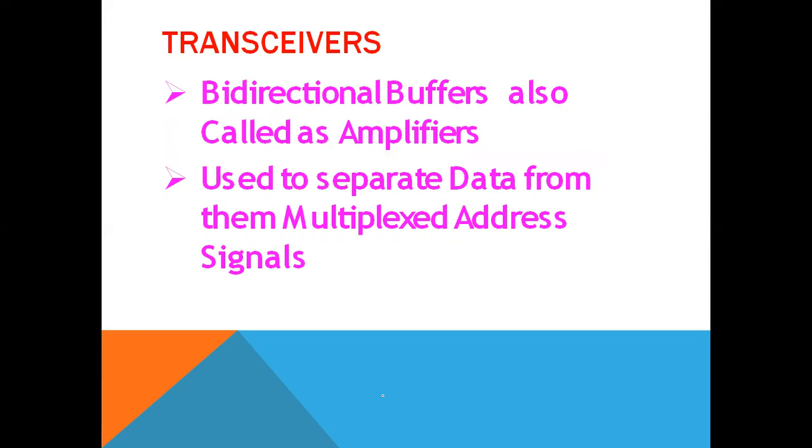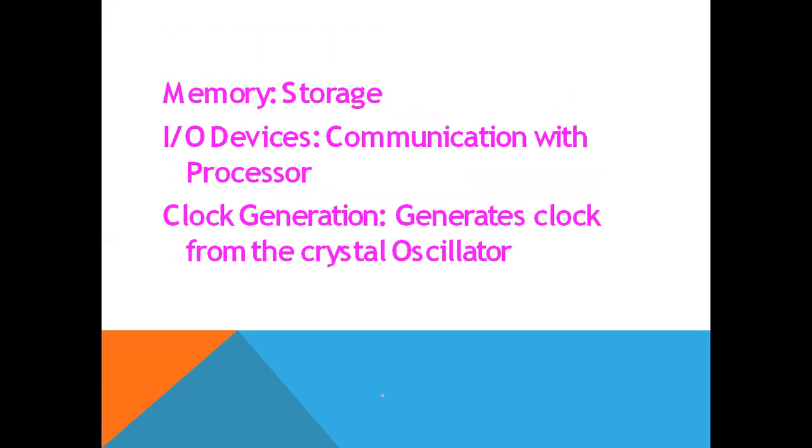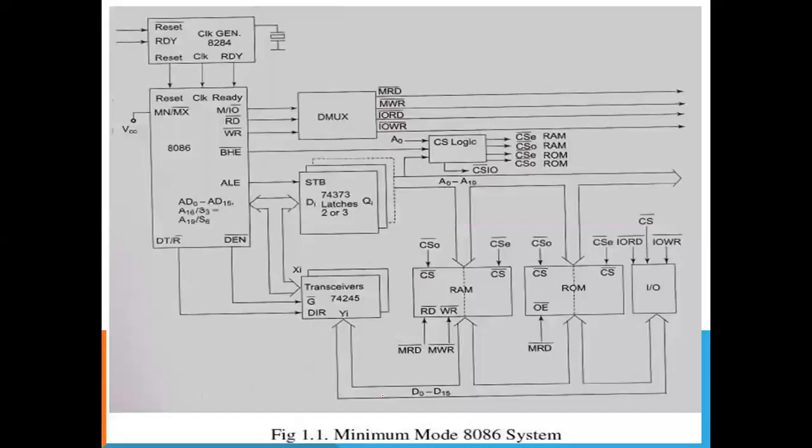Transceiver is a bidirectional buffer, also called an amplifier, transmitting and receiving the data. It is used to separate data from the multiplexed address signals. Memory is used for storage purposes. I/O devices are used for communication with the processor. Clock generation generates the clock from the crystal oscillator.